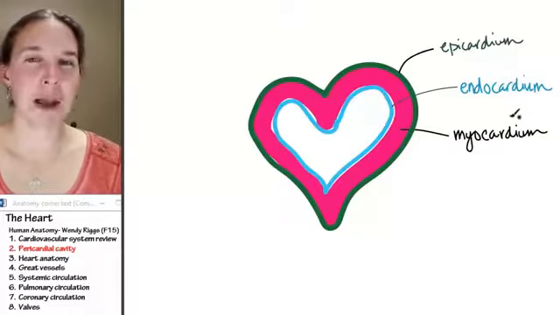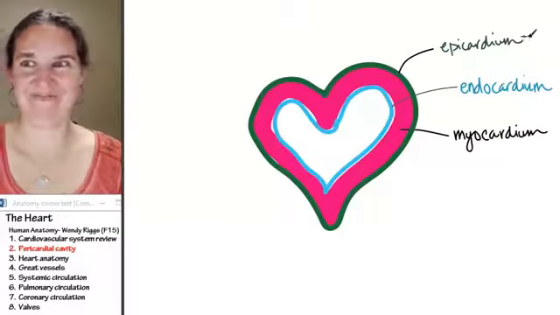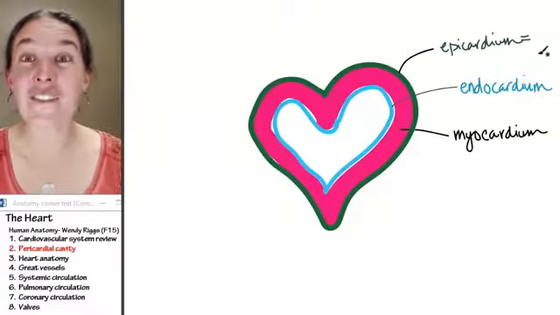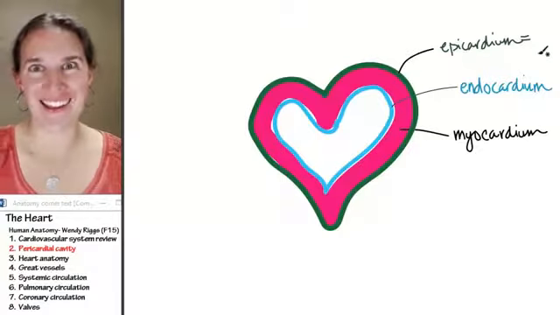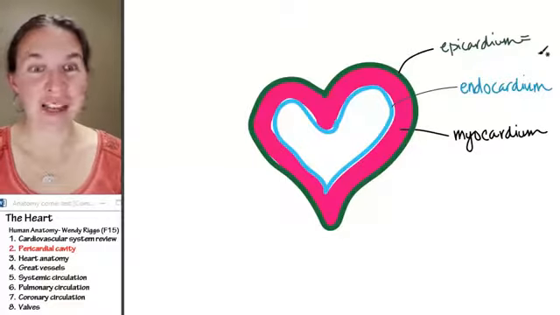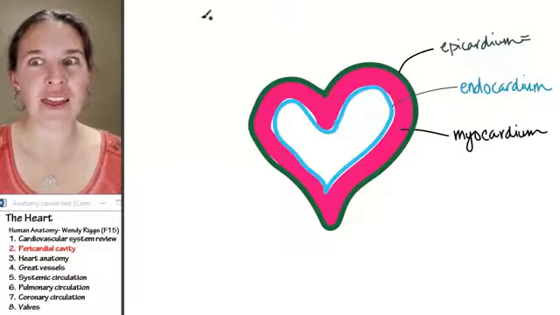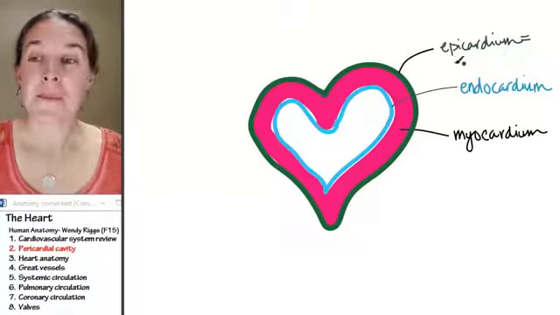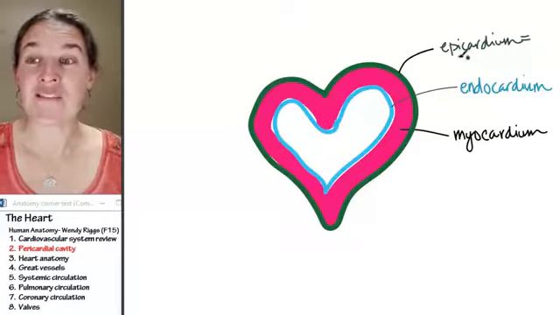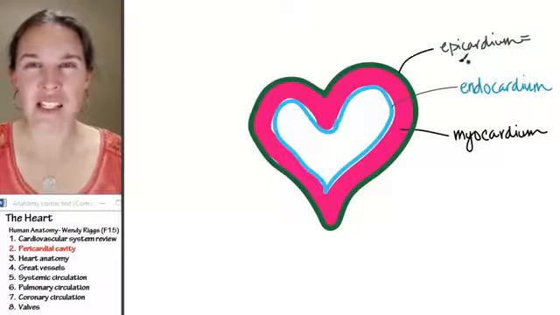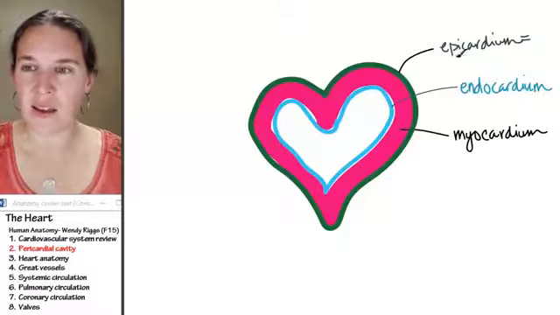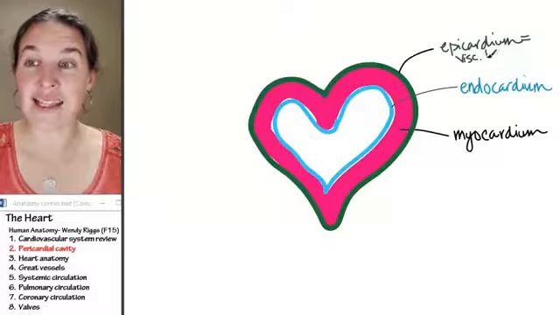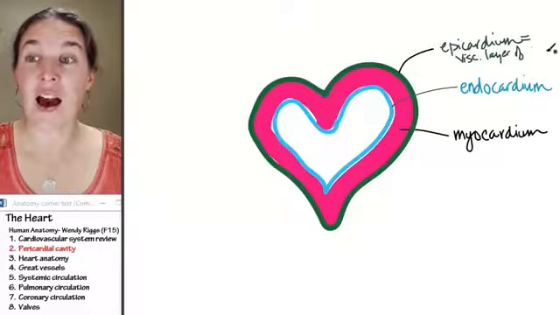What else might you call it? It's covering an organ. So what do you think you might call a very thin membrane structure that's covering an organ? This is also known as the visceral layer of the serous pericardium. Did you hear that? Visceral layer of the serous pericardium.